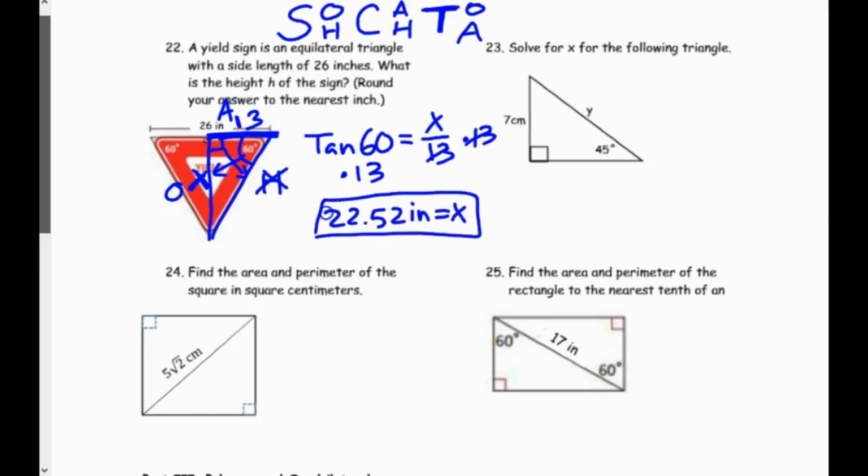Okay, let's do it again. On number 23, where's my angle? And now I'm going to label O, H, and A.